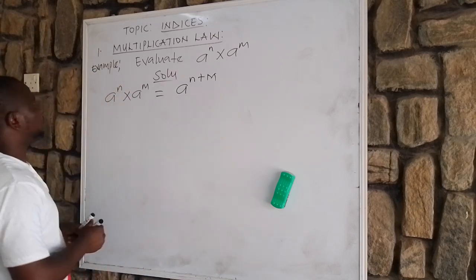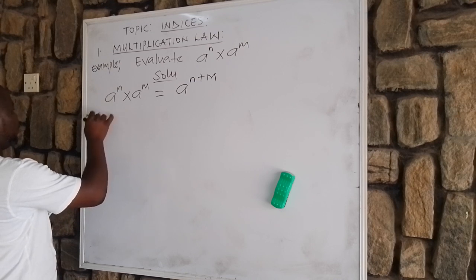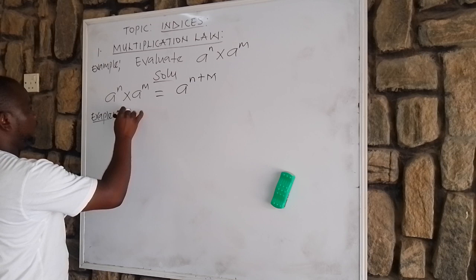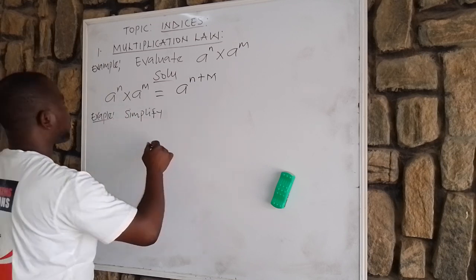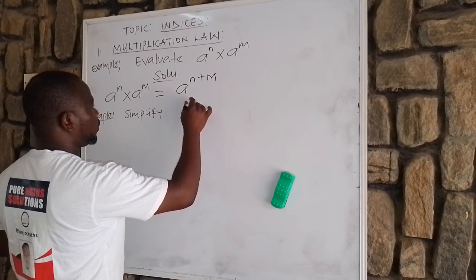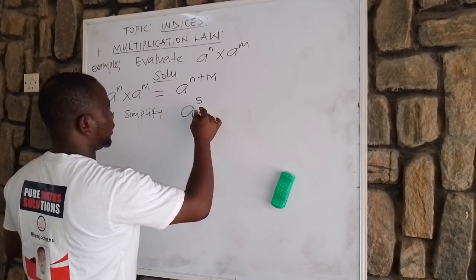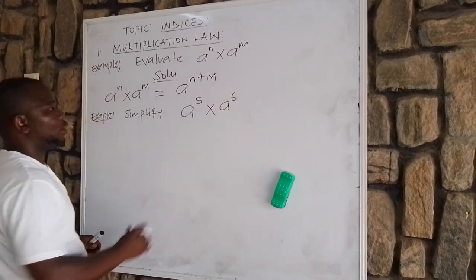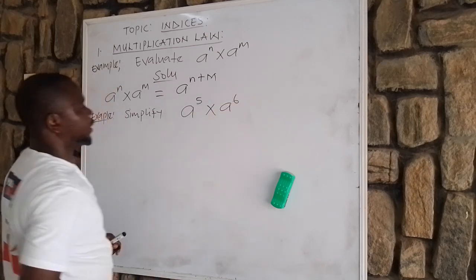Okay, let's look at more examples. Another example. Simplify a raised to power 5 times a raised to power 6.